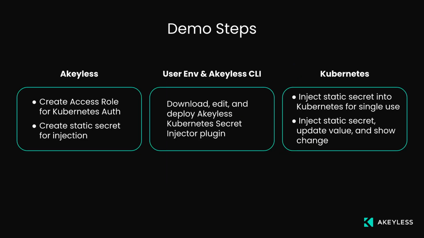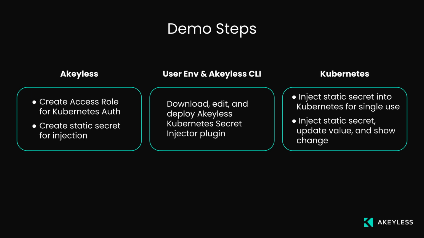In this demo, we will start on the Keyless side. First, we will create an access role for our Kubernetes authentication method, which we created in a previous video, and give it enough permissions to fetch secrets, and we will also create our static secret to be injected into Kubernetes. We will then move to the user's local environment, where we will use the Keyless CLI to download, edit, and deploy the Kubernetes Secret Injector.